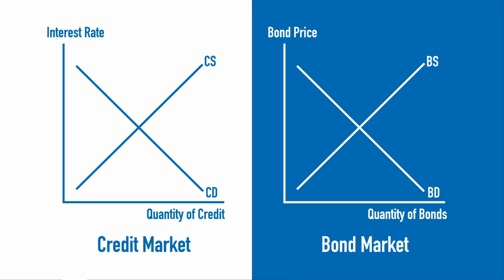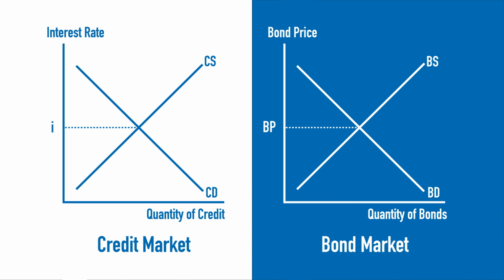So these things are reflected in the credit market equilibrium that I'm showing you and the bond market equilibrium. So where the supply and demand for credit intersect, that's the equilibrium interest rate. And where the supply and demand for bonds intersect, that's the equilibrium bond price.